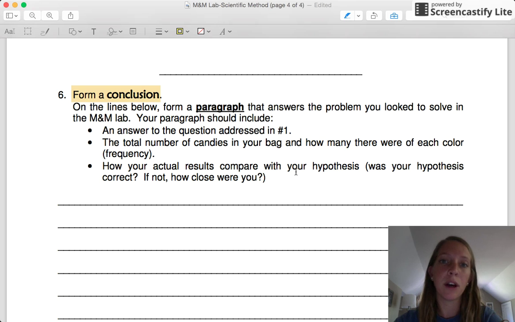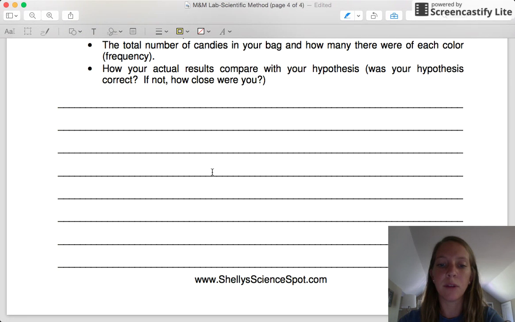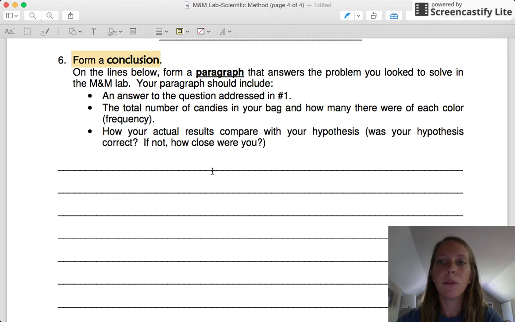If so, write that down. If you weren't right, write how close you were or how far away you were, and anything else that you want to add.